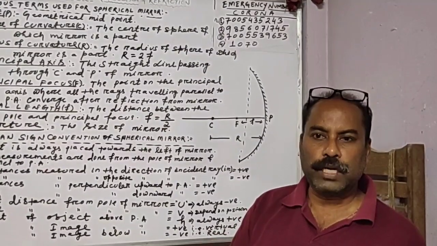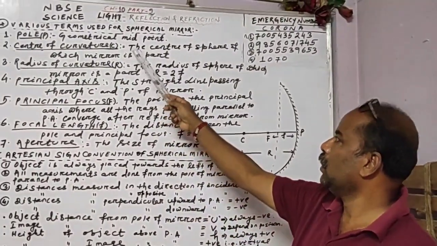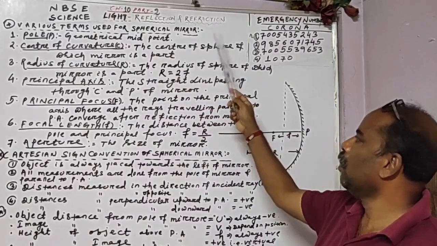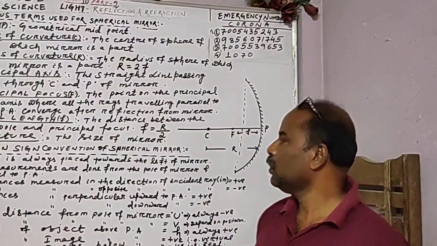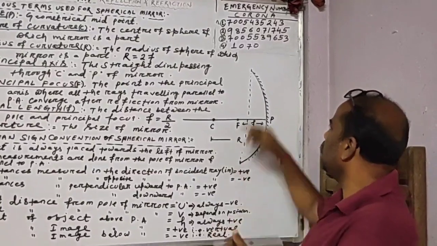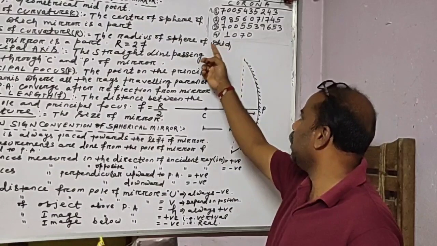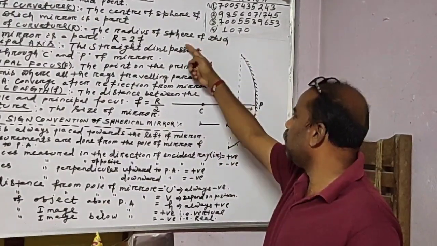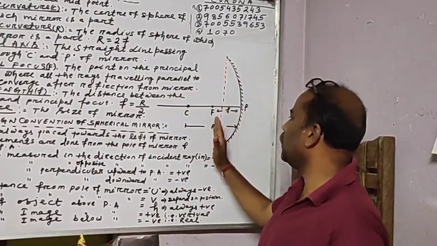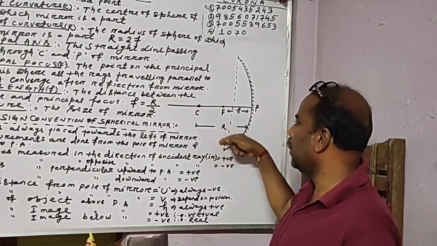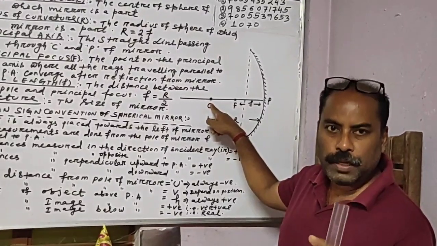Then we will come to the second point, the center of curvature, which is denoted by capital C. What do we mean by center of curvature? The center of the sphere of which the mirror is a part is called the center of curvature. As it is a spherical mirror, this part is coming from a sphere. If we produce this line here and this line here, definitely we will come to a circular or spherical part. This is a part of the sphere, and in the sphere there must be a center.